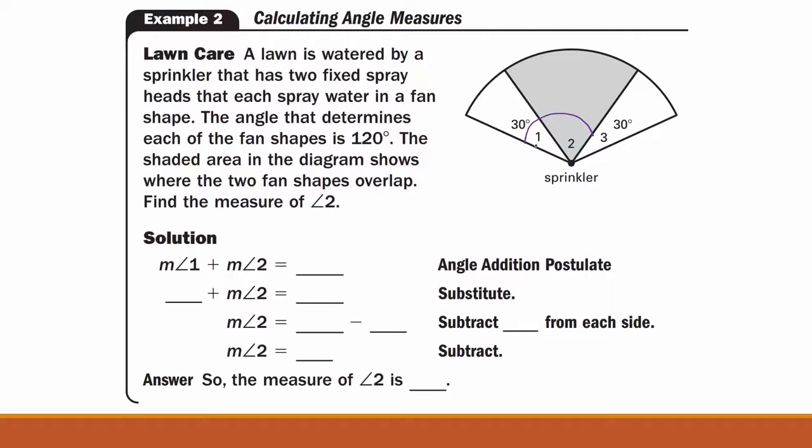So I know that the measure of angle 1 plus the measure of angle 2 is 120 degrees. That's what it says over here. Now I'm given the measure of angle 1, that's 30 degrees. I know that the measure of angle 1 plus the measure of angle 2 is 120 degrees. I can solve for the measure of angle 2 by subtracting 30 on each side, and 120 minus 30 gives me 90 degrees. So the measure of angle 2 is 90 degrees.